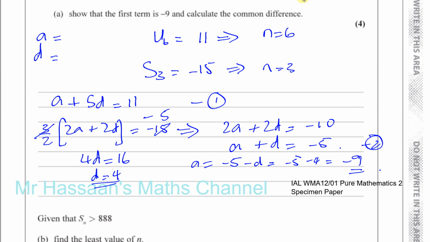We could have actually done it another way. We could have found what d was first, but it's just easy to find what a is first because we have things in terms of a.